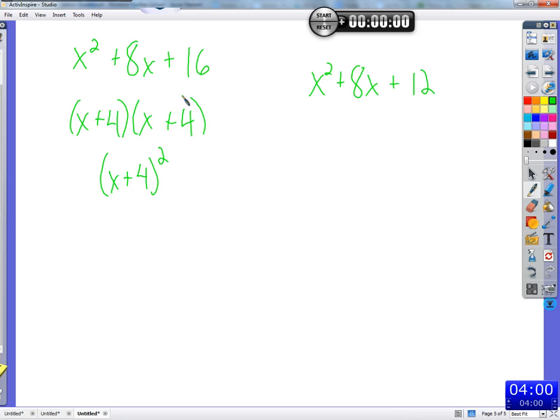Do you think any other number besides 16 would work? If we first have x squared plus 8x, do you think any other number besides 16 would work, or would it factor some other perfect square way? Go ahead and get rid of that 12. Once again, one more time I'll ask the question: do you think that any other number besides 16 could go right here?